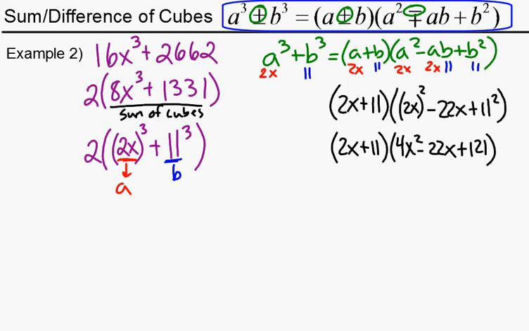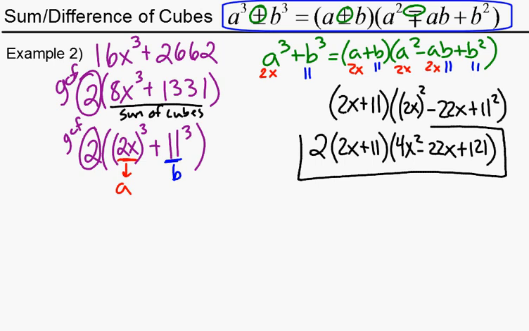If I come the whole way back out here, remember, there was this GCF, and I can't forget about him. So I have to put my 2 as my GCF out front. And once I do that, I have all the pieces to my factored form, and I've factored using GCF and sum of cubes.